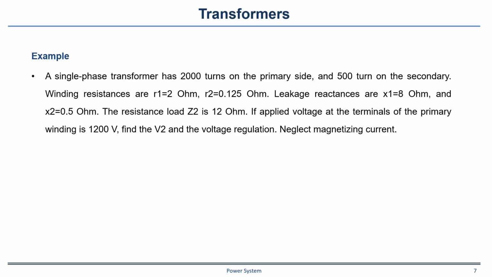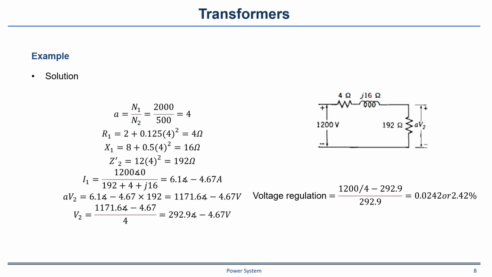For example, suppose we have a single-phase transformer with 2000 turns in the primary and 500 turns in the secondary. The winding resistance is 2 ohms in the primary and 0.125 ohm in the secondary, and the reactance is 8 ohms and 0.5 ohm for the primary and secondary. It's connected to a resistive load of 12 ohms. If the primary voltage is 1200 volts, we want to find the voltage regulation and the voltage in the secondary.